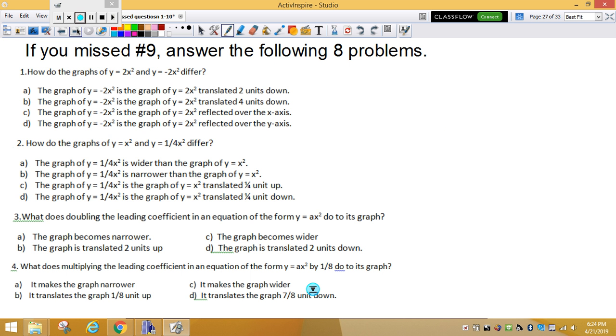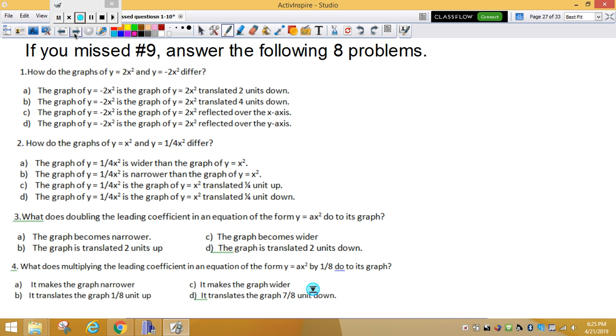So if you missed number 9, I want you to answer the following 8 problems. I want you to write down the question. I want you to write down what the answer is. So for number 1, you should have written, how do the graphs of 2x squared and negative 2x squared differ? And then you should put, if you think the answer is A, the graph of negative 2x squared is the graph of blah, blah, blah. I want it all written out, okay?